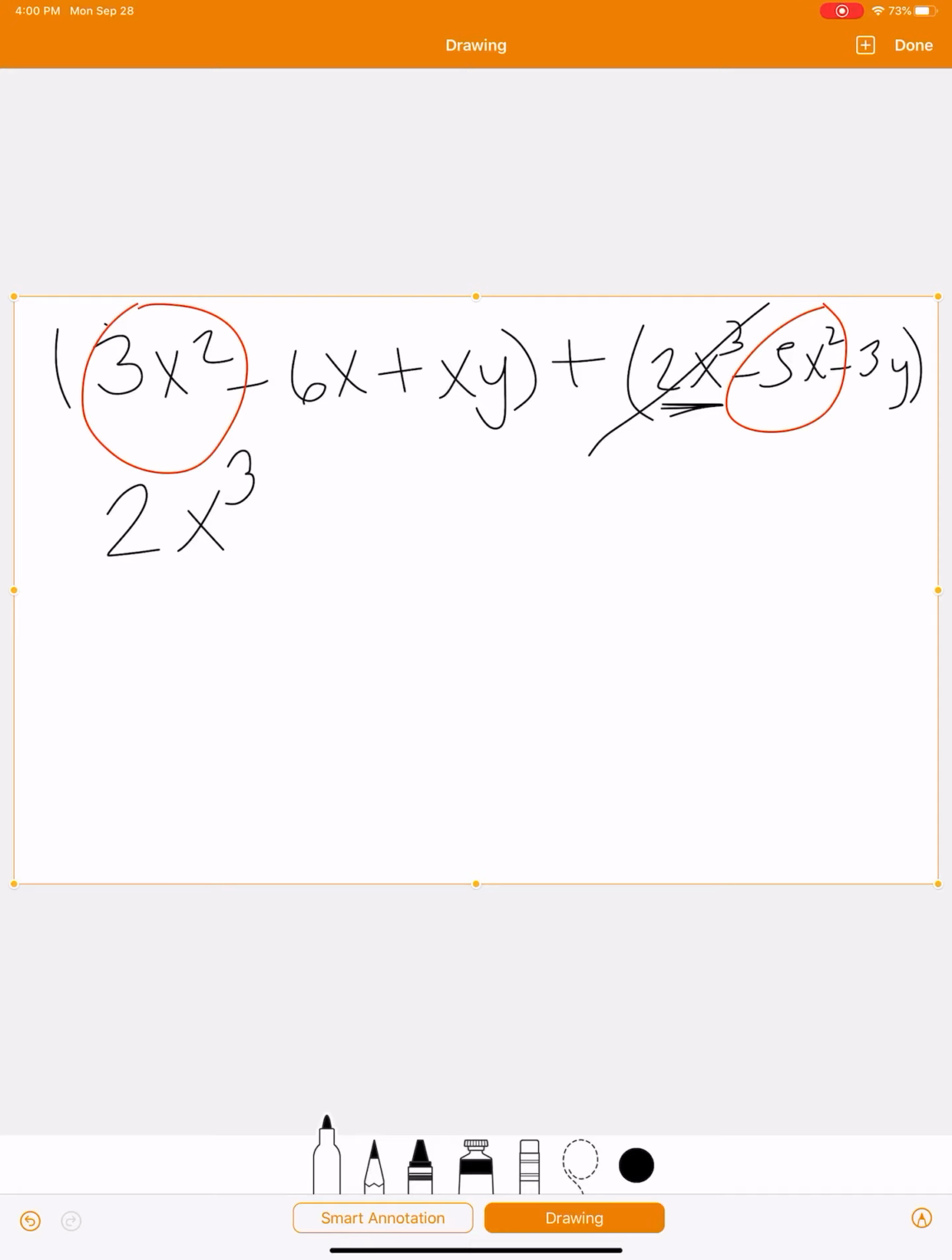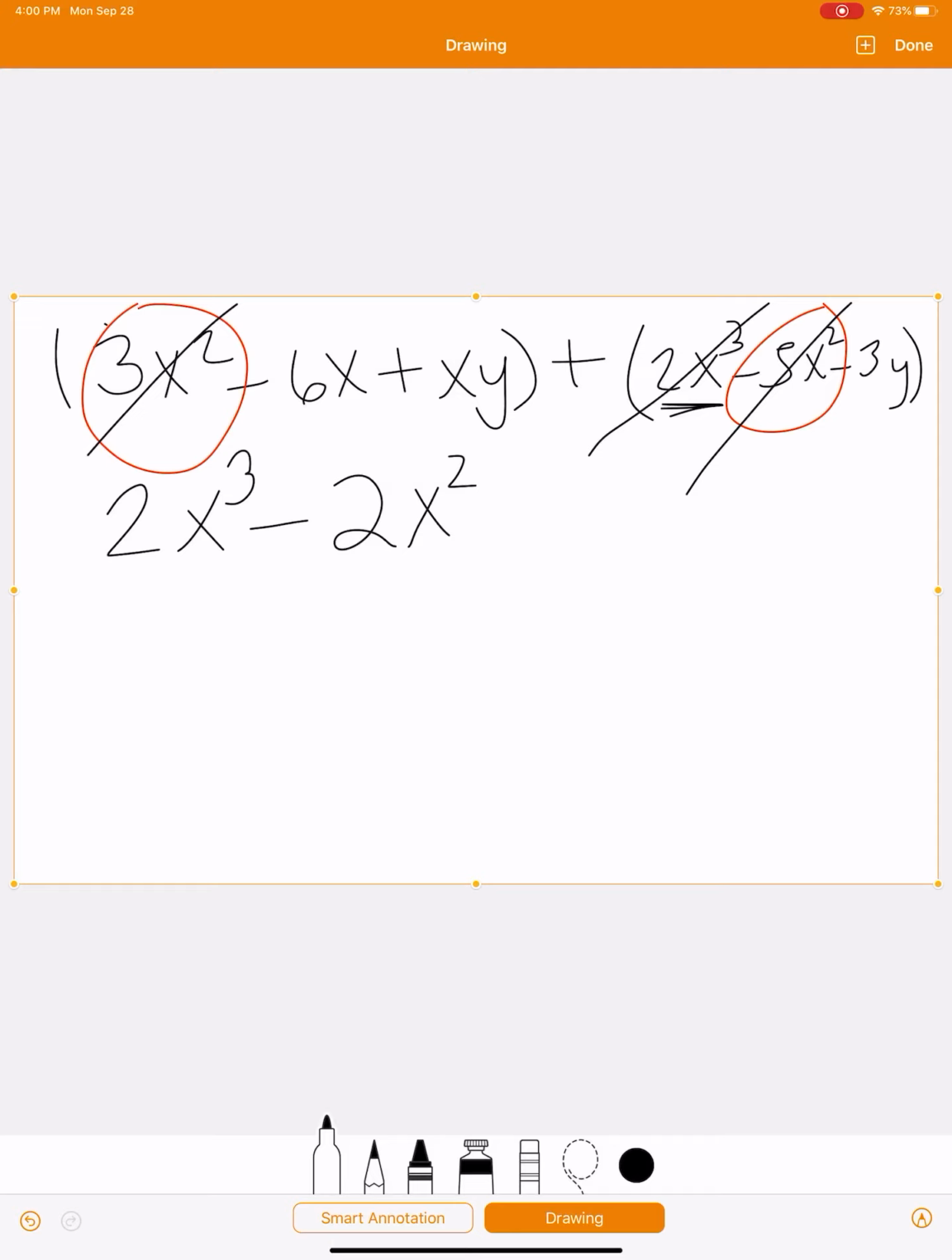And so that's going to leave me with a negative 2x squared, because it's almost as if I paid $3, I owe $5, and I paid $3. So I get left with 2, at negative $2. So I still owe those $2. So boom, I can get rid of these.